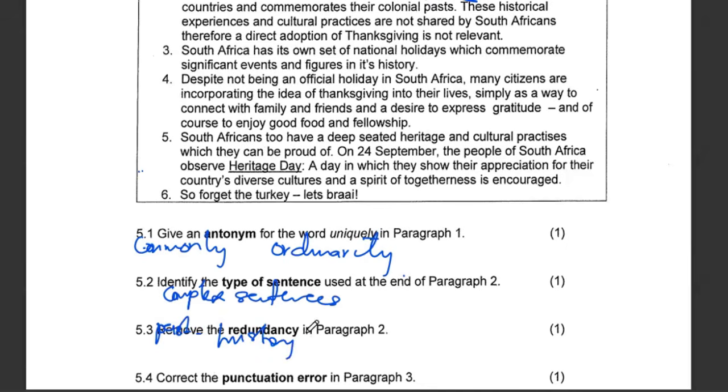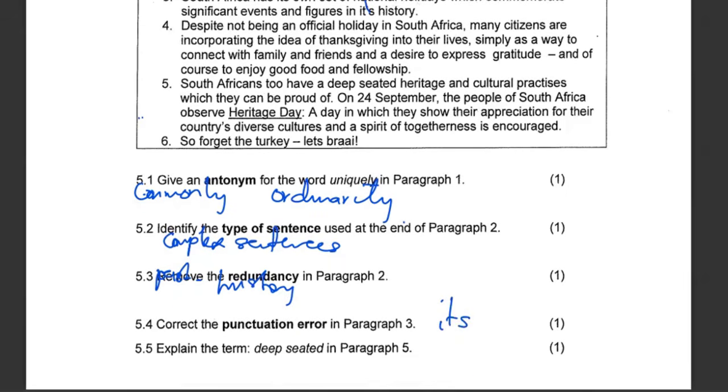Correct the punctuation error in paragraph 3. South Africa has its own set of national holidays which commemorate significant events and figures in its history, which means we had to remove the apostrophe, it had to come out. So it becomes its without the apostrophe. All right, we move on to 5.5.